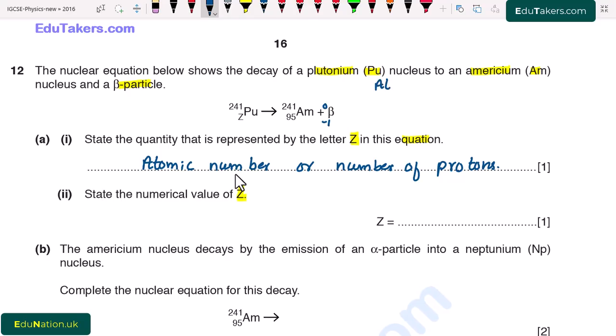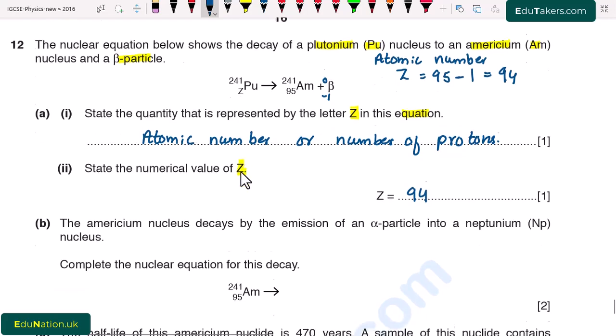So we check the atomic number on both sides of this arrow. I write here atomic number is equal to, on the left hand side it is Z, while on the right hand side it is 95. For beta particle it is -1, so it will be 94. So Z is equal to 94. I write here Z is equal to 94.